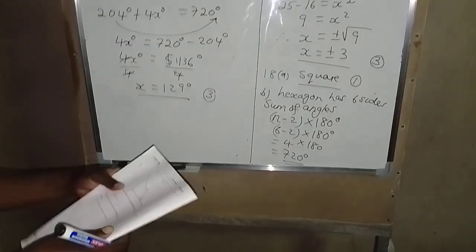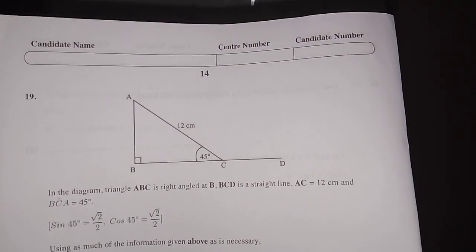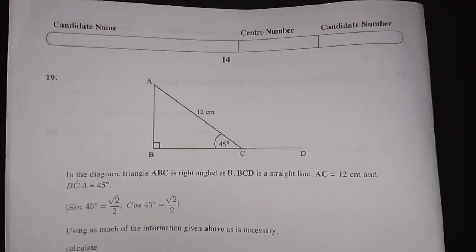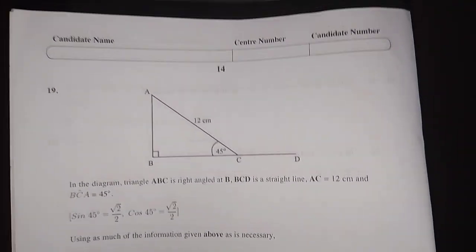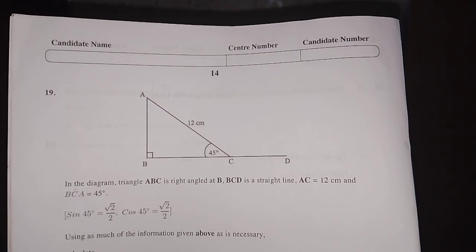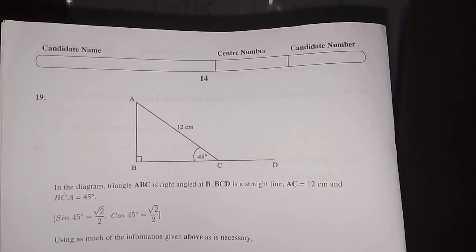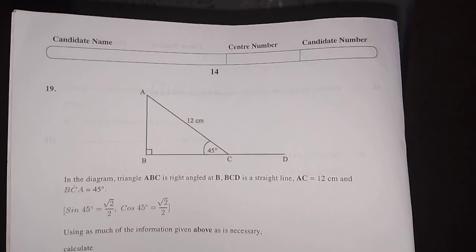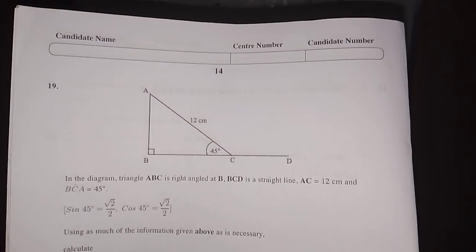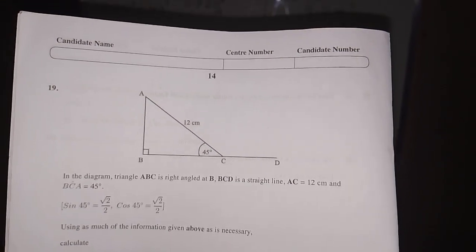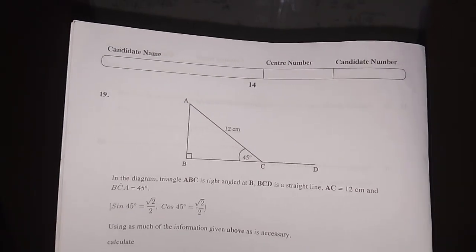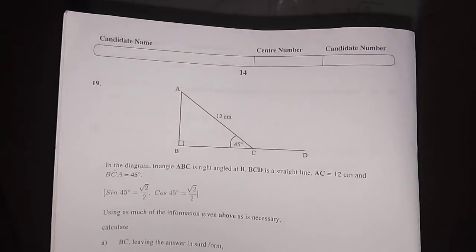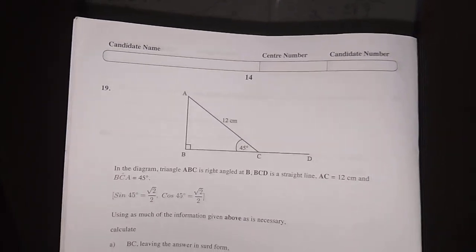Now, number 19, there's a diagram. There's a triangle there, triangle ABC. Then there is a right angle at B. BCD is a straight line. AC is 12 centimeters and BCA is equal to 45 degrees. Then we are given some information there. Sine 45 degrees is root 2 over 2 and cos 45 degrees is root 2 over 2. Using as much of the information given above as necessary, calculate BC, leaving the answer in surd form.